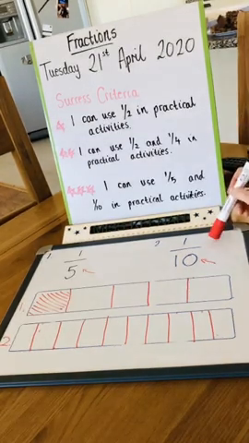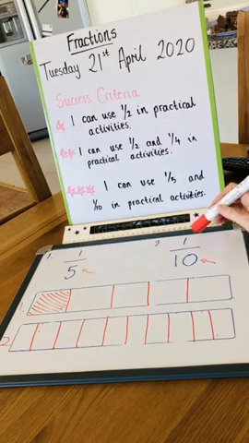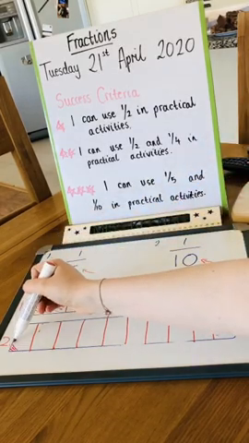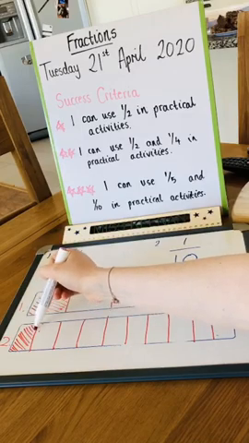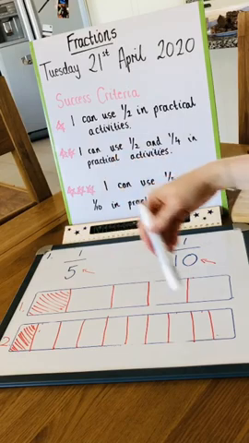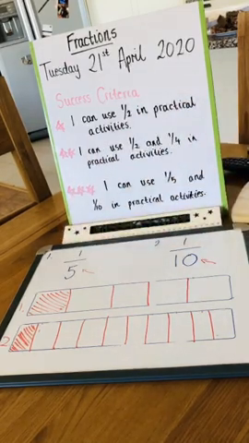Now how many of the parts do we want? That's right, we just want one of the parts, so 1/10. So we just colour in 1/10. Okay, so there's 1/10 and 1/5. Now again, you might be able to see like we did before.